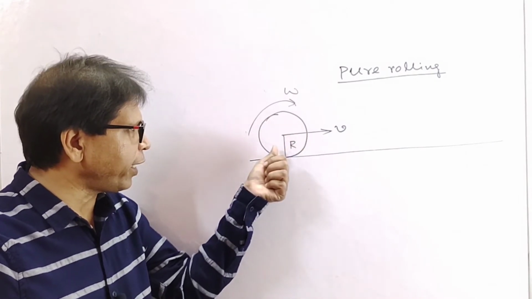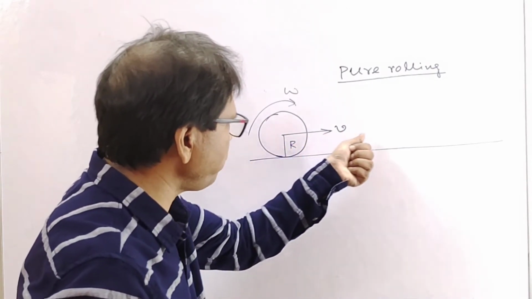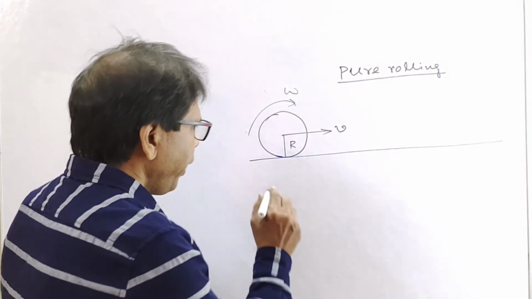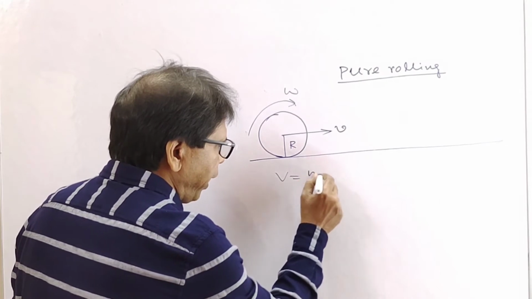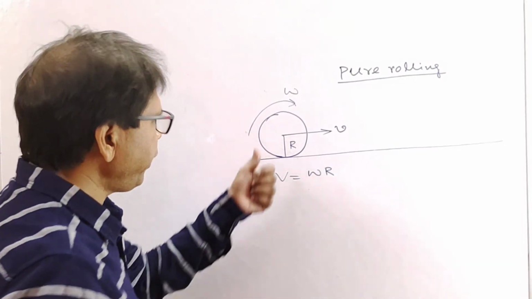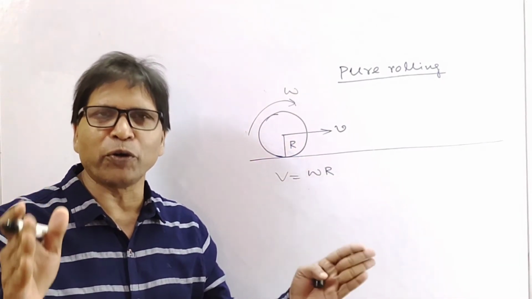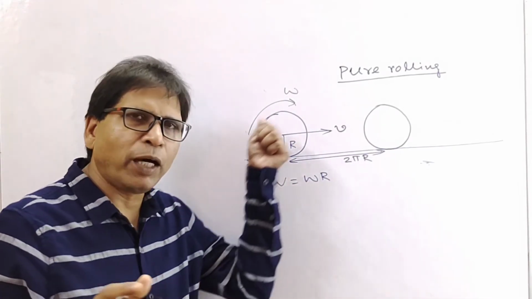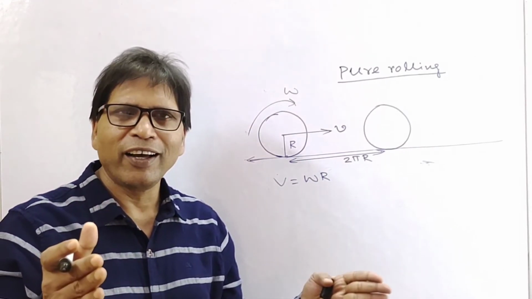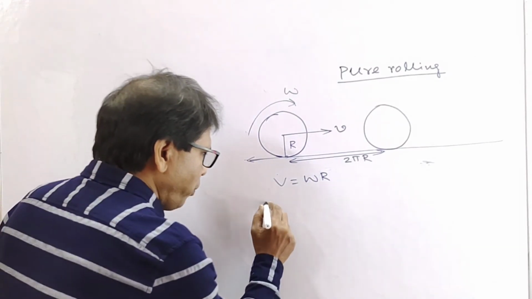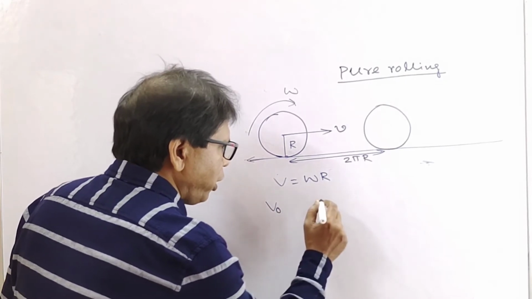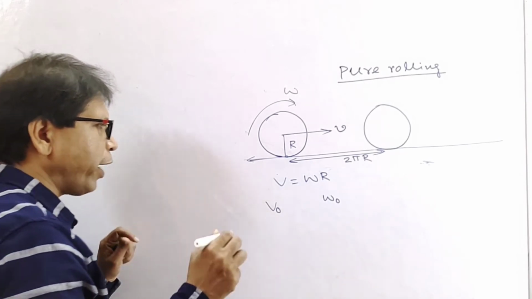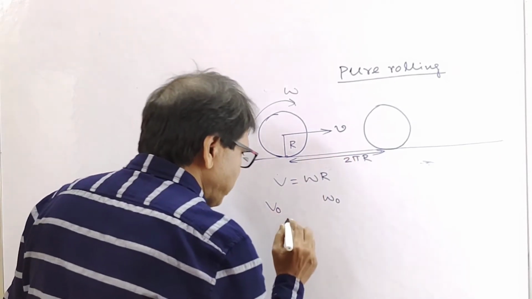Now next, look at this. A body of radius r moves with velocity v. If the angular velocity of the body is omega and v equal to omega r is fulfilled, then its motion is called pure rolling. In pure rolling, the force of friction helps the body to roll. Okay, now if v naught is the initial linear velocity and omega naught is the initial angular velocity, then look at this, the retardation takes place.